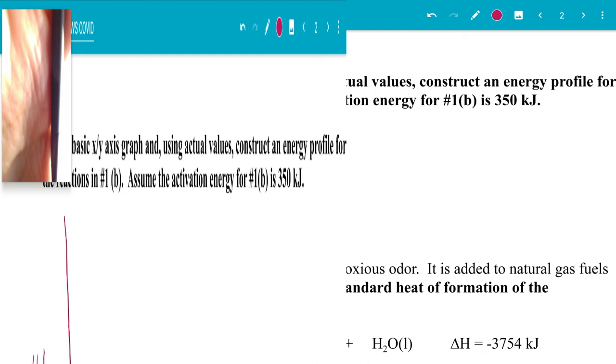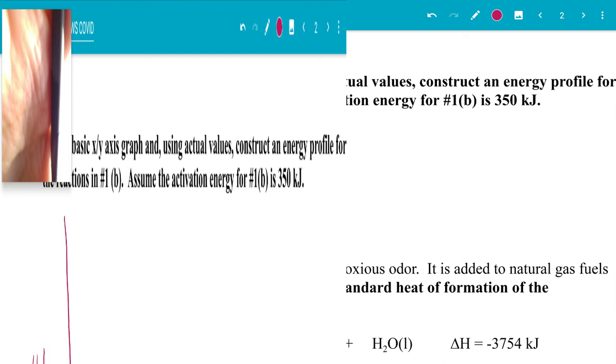So either it's not on our table, or we just aren't supposed to figure it out. But they give us the final answer. So now we're just going to use a little bit of algebra to solve this one. The first thing we're going to do is set it equal to minus 3754 kilojoules, and then we do the whole rest of the equation. And have we balanced it? We have not balanced this equation. So let's get some balancing going here.